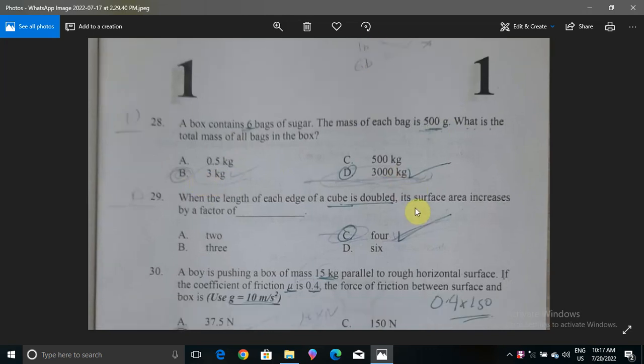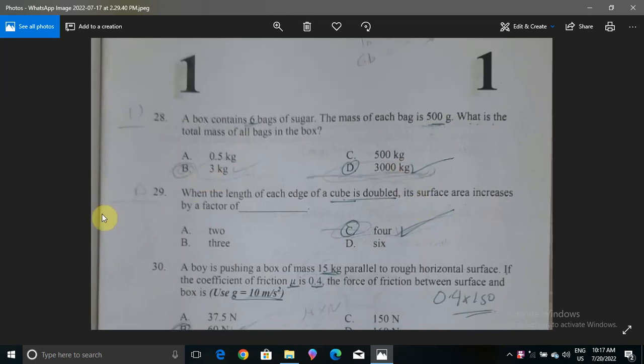Okay, now question number 29, when the length of each edge of a cube is doubled, its surface area increases by a factor of what? Here it says the edge of the cube is doubled, so that means it will be by 4.